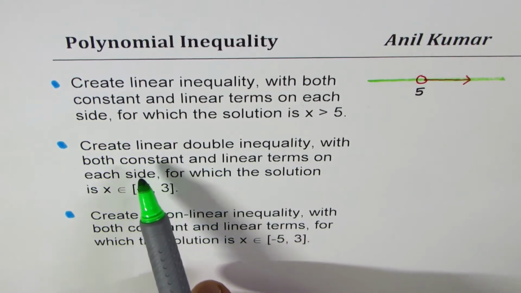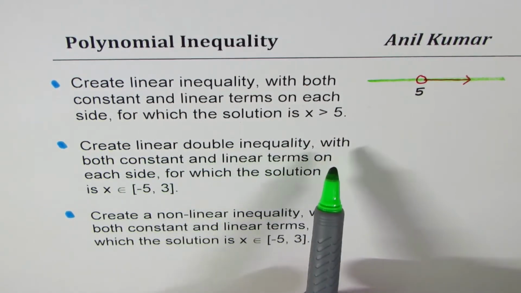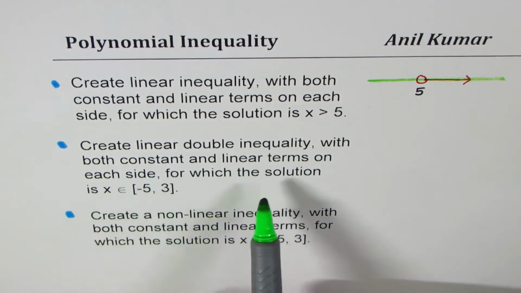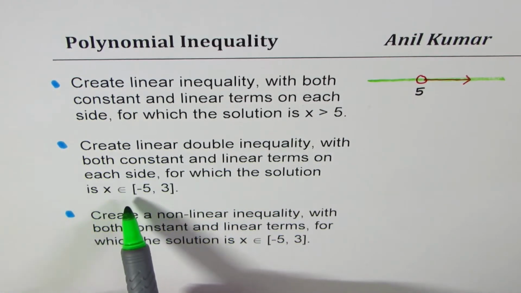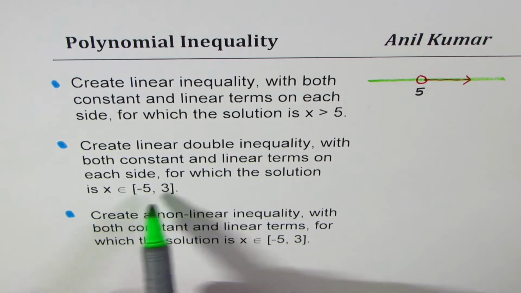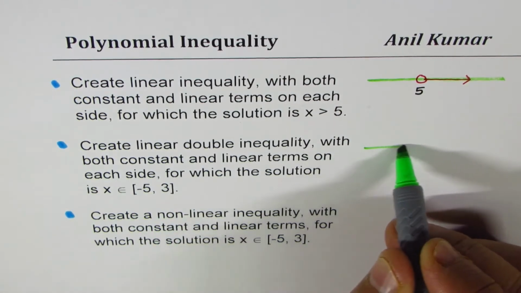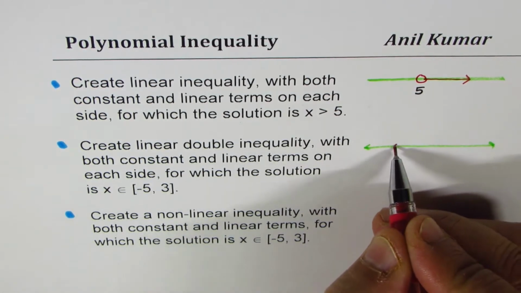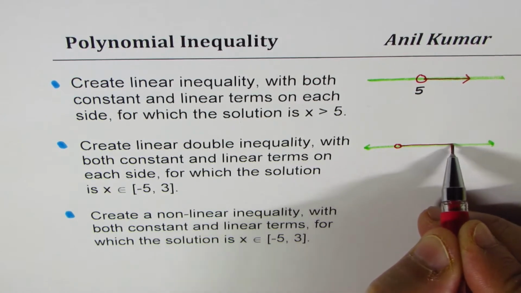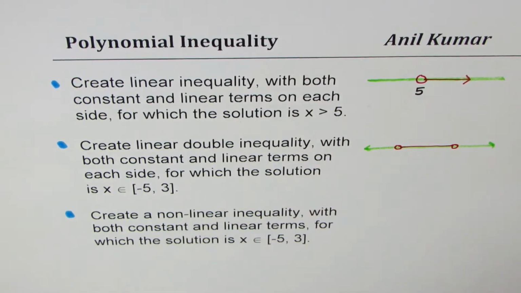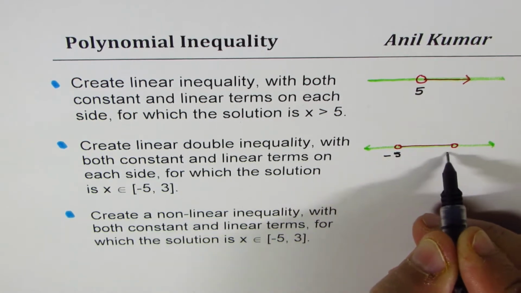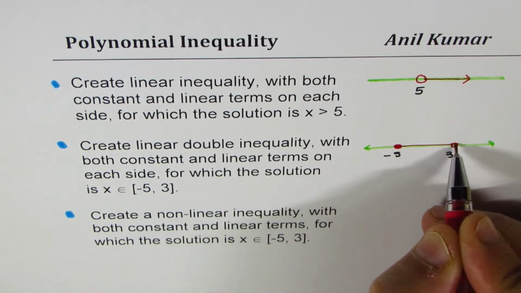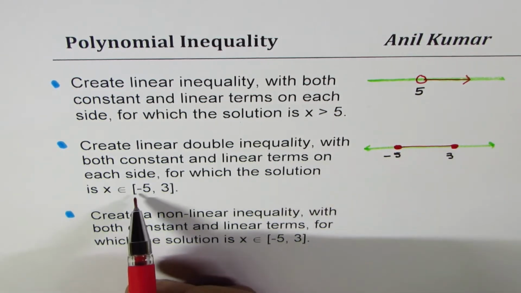The second one here is: create a linear double inequality with both constant and linear terms on each side for which the solution is x belongs to -5 to 3, both included. It really means if we have a number line like this, we are looking for a solution within the interval from -5 to 3, where both -5 and 3 are included, so we are filling this up. Do you see that? So we have filled circles. That means included.